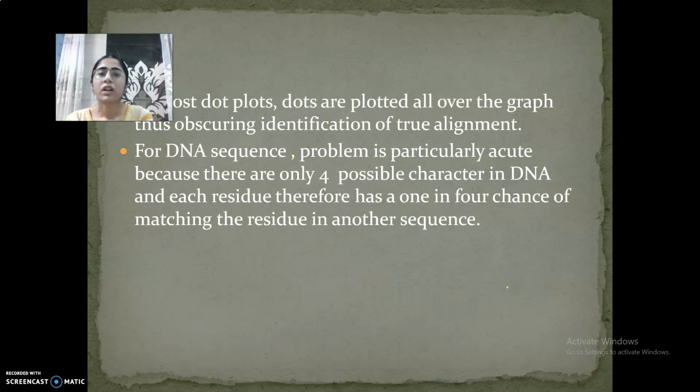In most dot plots, dots are plotted all over the graph, thus obscuring the identification of true alignment, what we call the pattern that we see from the graph, the visual representation that we get at the conclusion of the alignment. So, when there are many dots, that is, a lot of noise is produced in the graph, then we cannot get any conclusion from the graph. For DNA sequences, the problem is particularly acute because there are only 4 possible characters in DNA, and each residue therefore has a 1 in 4 chance of matching the residue in another sequence. Compared to a protein sequence, this problem is less acute because there are 20 possible characters or amino acid residues that can be substituted in protein sequences.